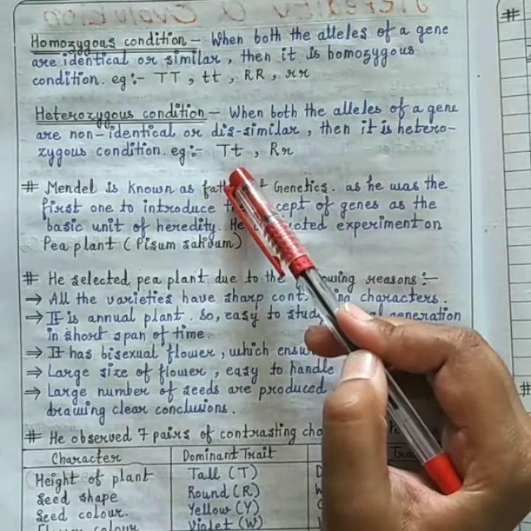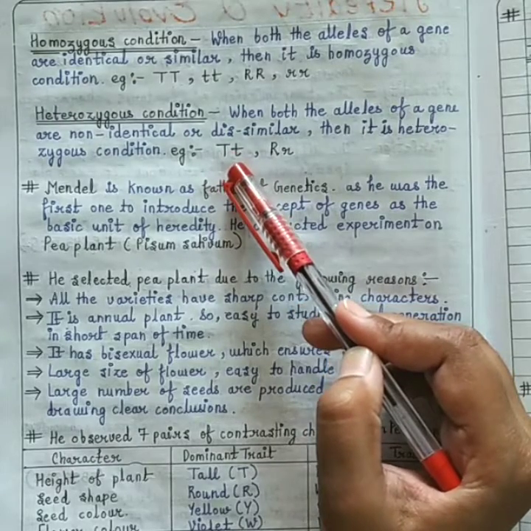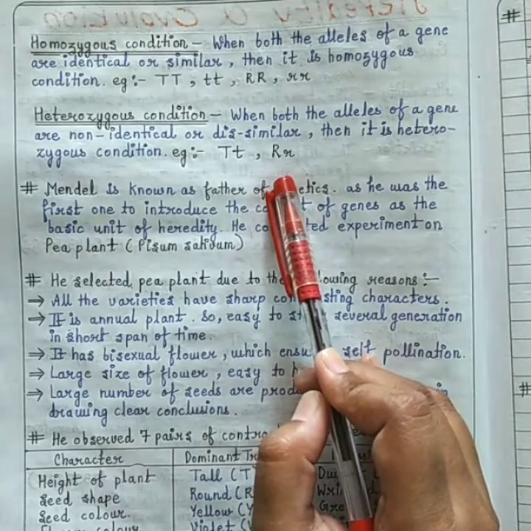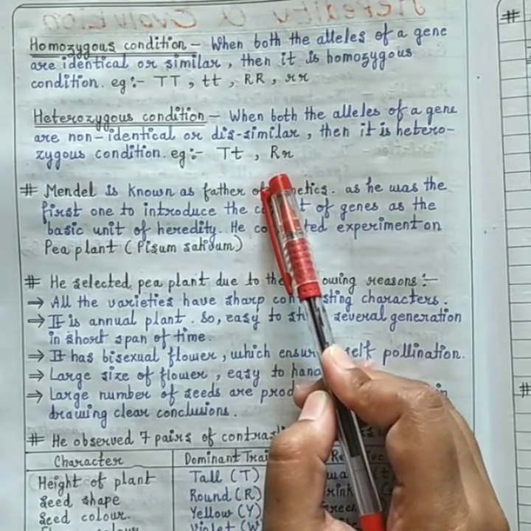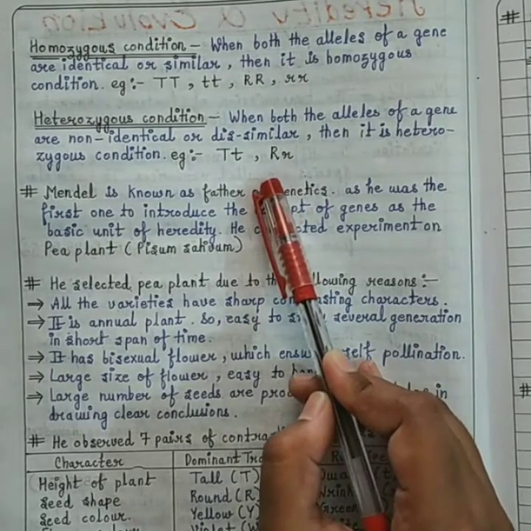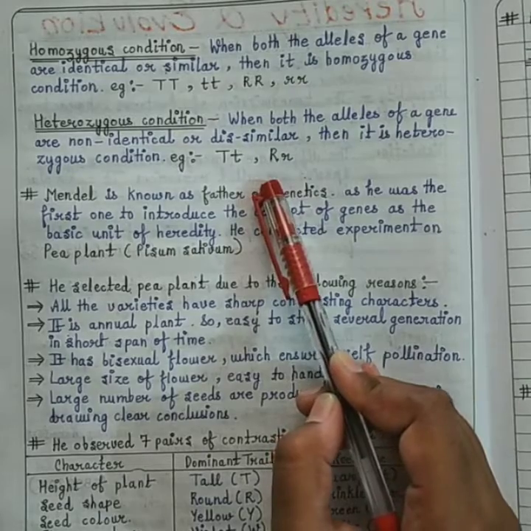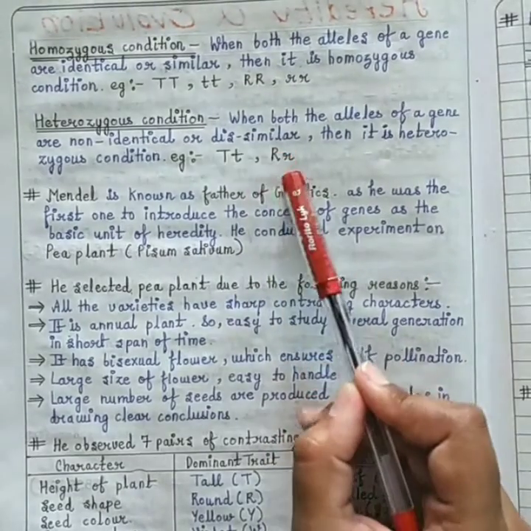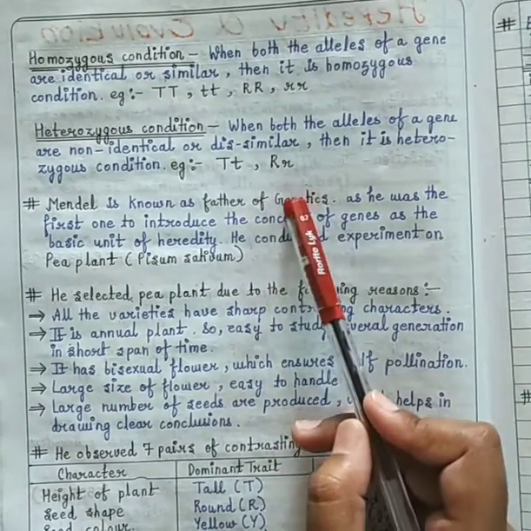This is heterozygous condition, where the dominant one will express and the recessive one will not be able to express itself. The other combination is capital R small r. Now this will give you round seed shape. In round seed shape, with capital R and small r, which one will express? Capital R will express and small r will not be able to express itself. So again, this is which type of condition? Heterozygous condition, where the dominant one will express and the recessive one will not express.